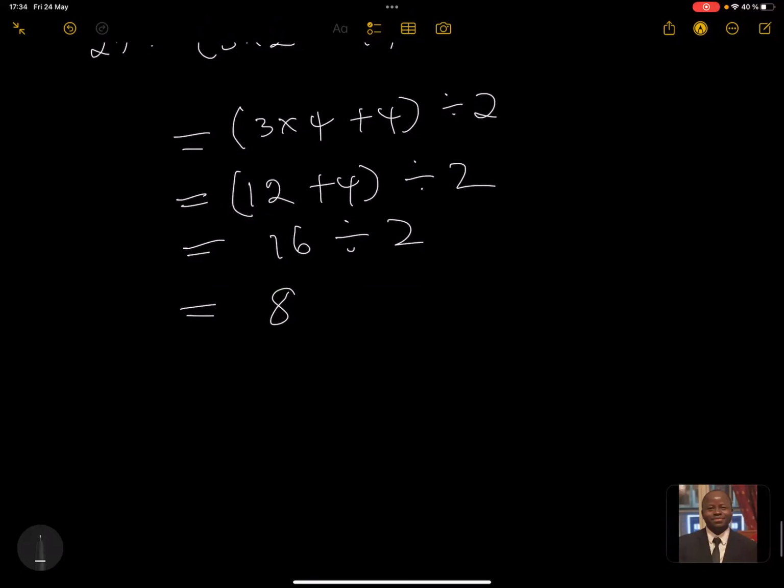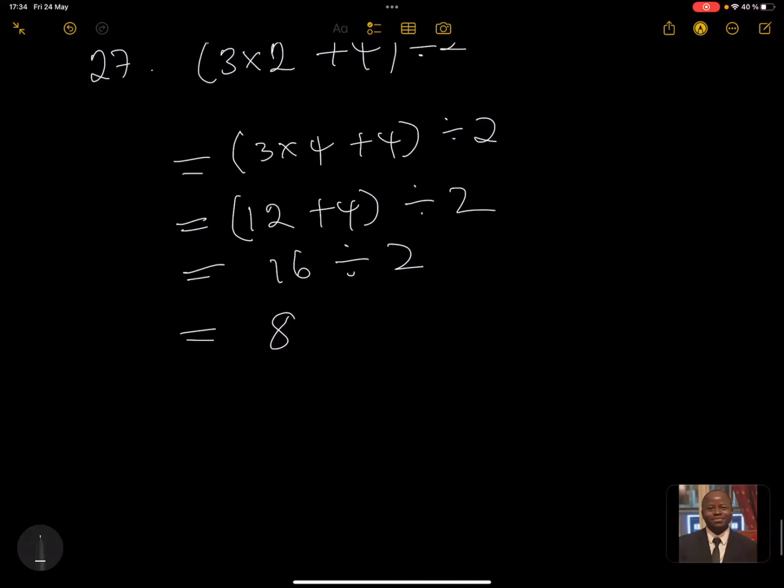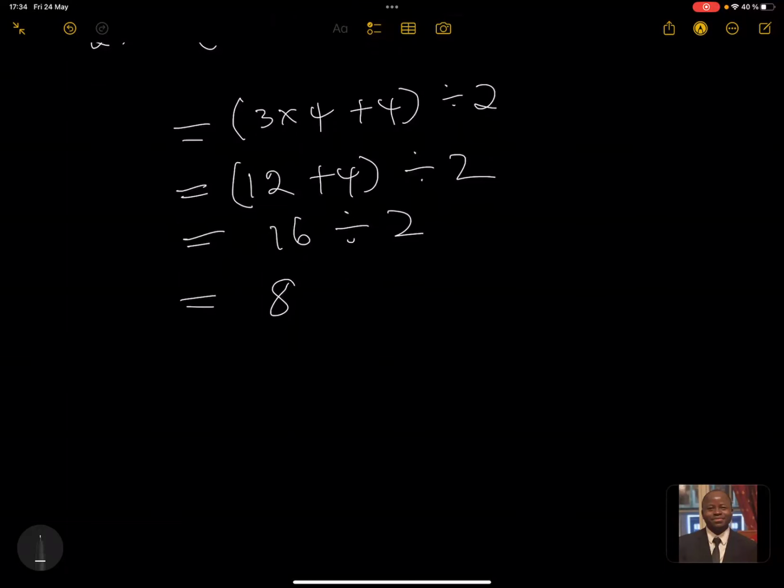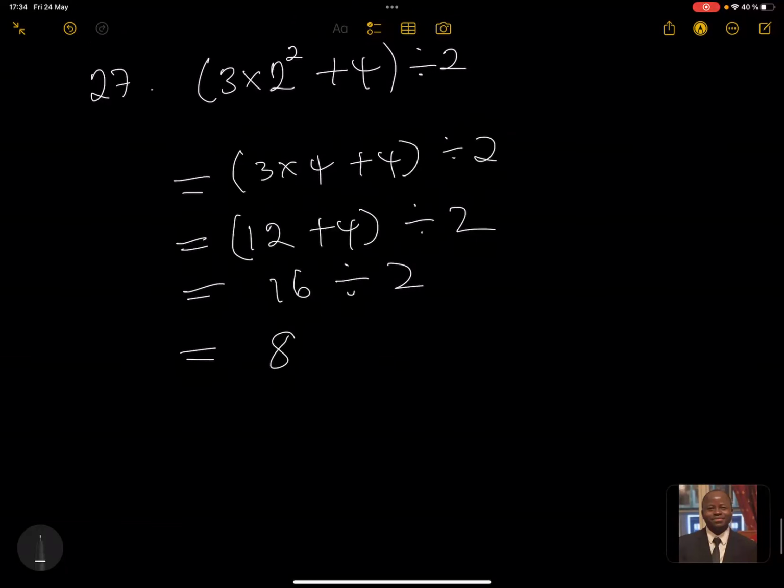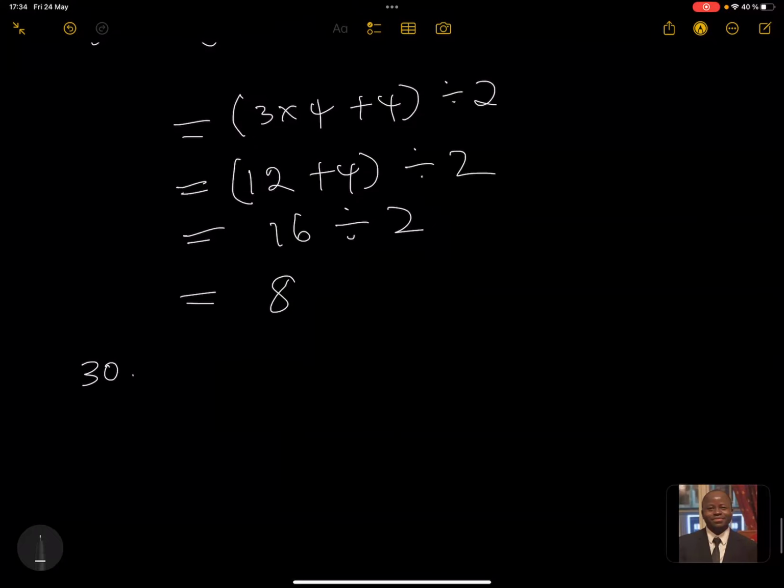Excellent. So the last question on the multiple of 3, before I entertain your own request, let's take question number 30. Question number 30 says, compute the following: 3 to the power 2 plus 1, minus 4 times 2, plus 16 over 4. Look at this.